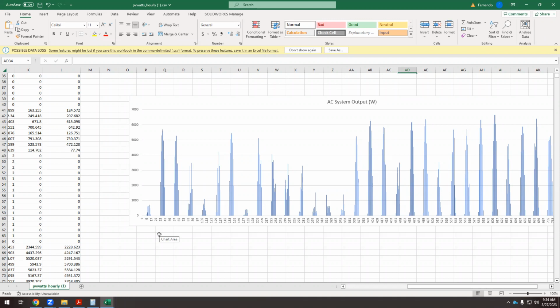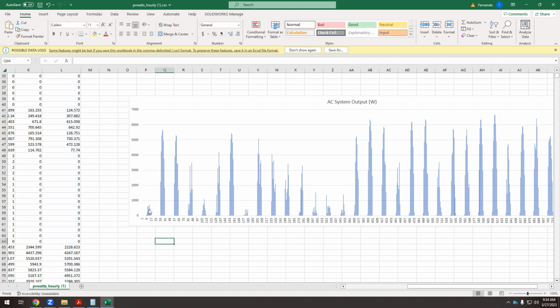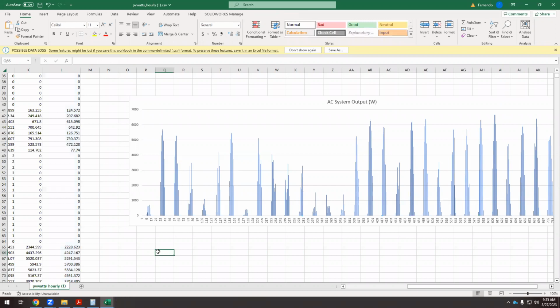So there are days in January in which we have a high system output, and other days in which we have 0 or almost nothing. Why? This is a cloudy day. If it's snowing outside, we don't have any energy production. If we have sunny days, we have a very high energy production. Okay, so we can have this information throughout the year, monthly and daily.